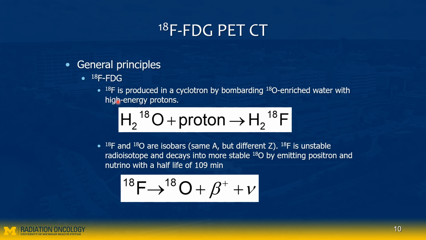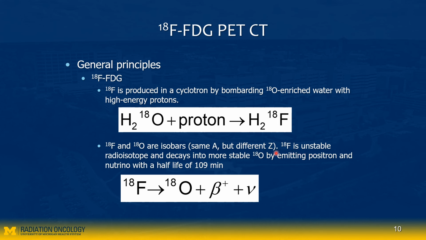So how do we make this FDG-18? The F18 is produced in a cyclotron by bombarding oxygen-18 water with protons. So this is oxygen-18 water, then you bombard it with a proton, and you end up getting F18. F18 and oxygen-18 are isobars. What are isobars? Isobars have the same mass number with different Z.